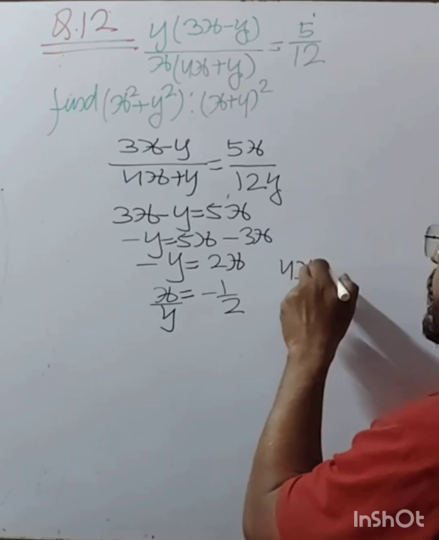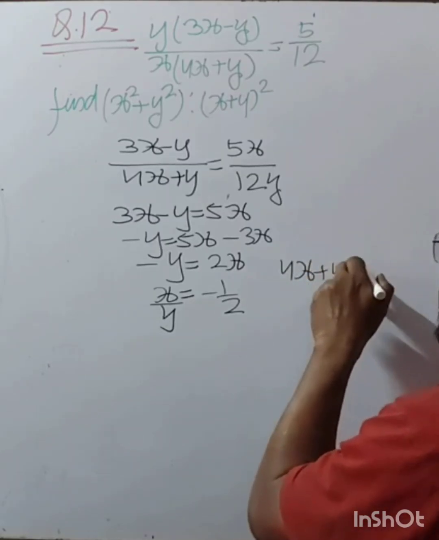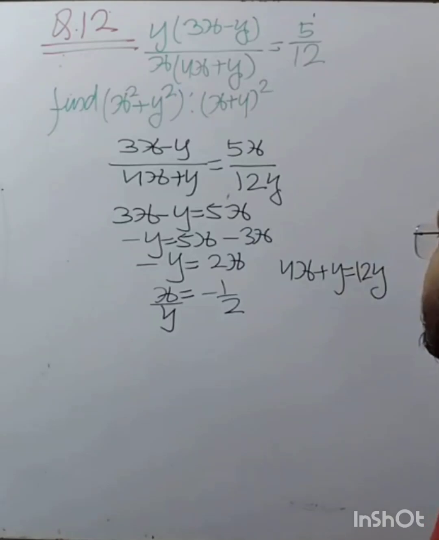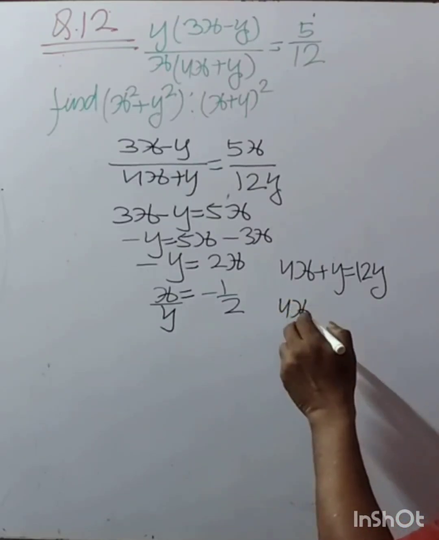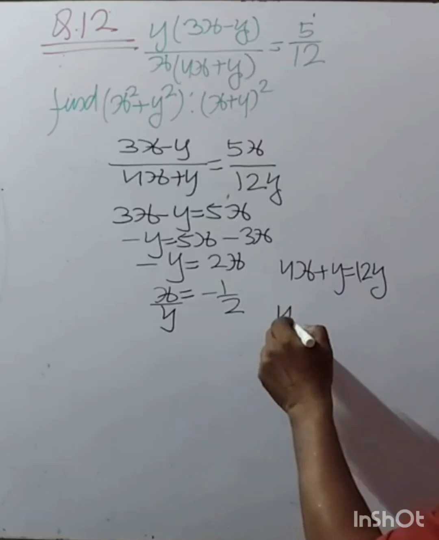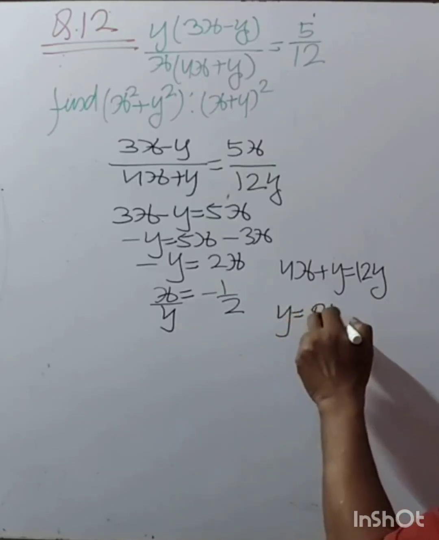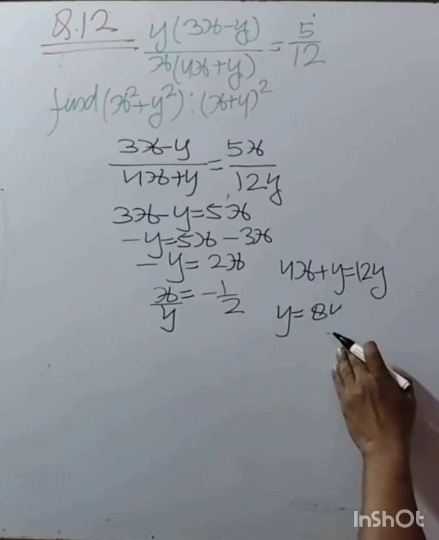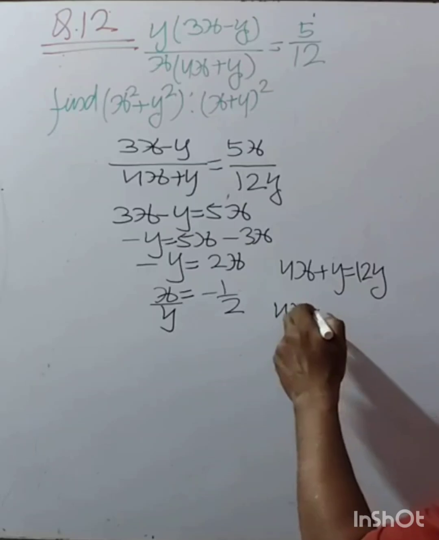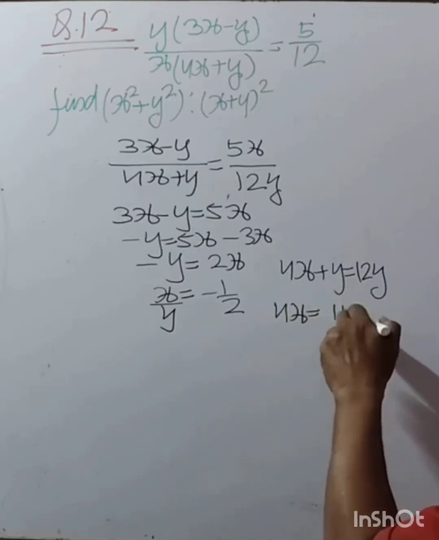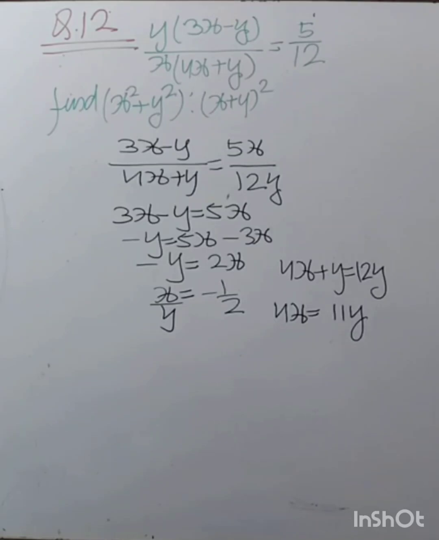If we take 4x plus y is equal to 12y, then what happens? 4x is equal to 11y, hmm?